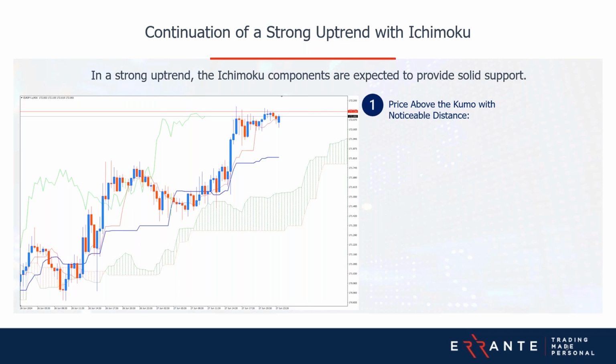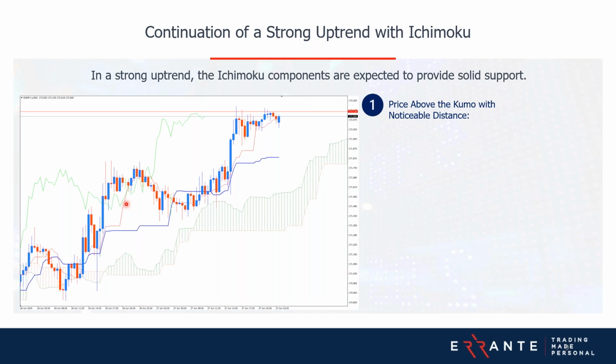First, we have price above the Kumo with noticeable distance. When the price remains significantly above the Kumo, so you see, I have the same screenshot here to explain what is happening during real market movement. So after starting, or let's say emerging a new uptrend, we have the continuation of a strong uptrend. When the price remains significantly above the Kumo, it signifies strong bullish momentum and the likelihood of the trend continuing.